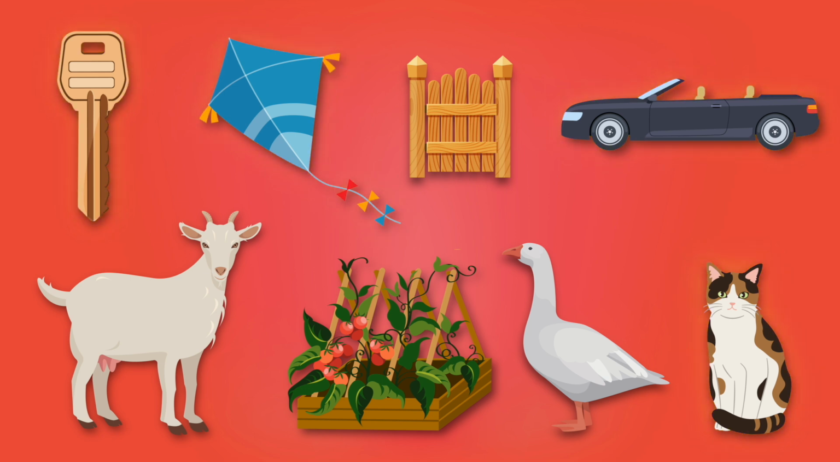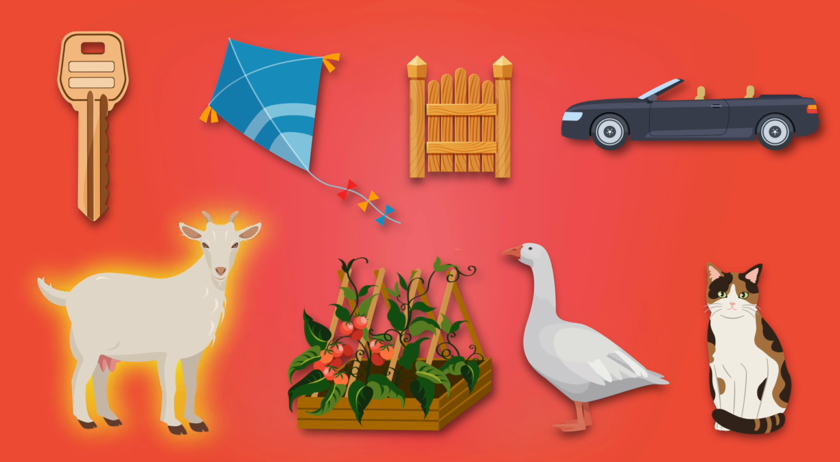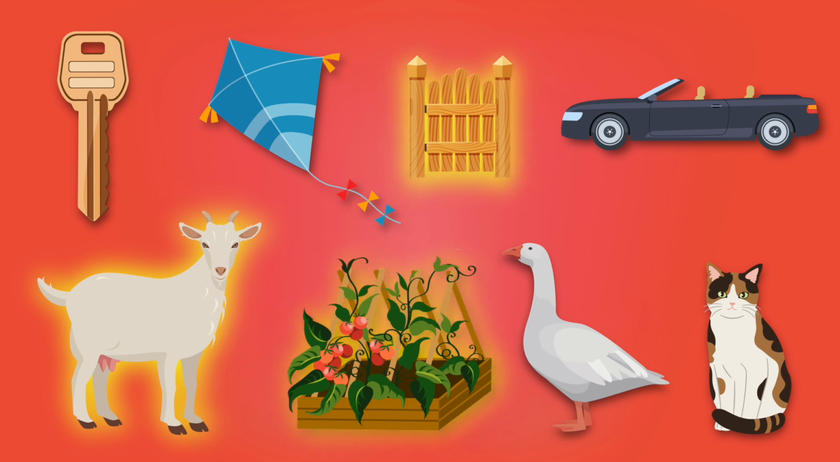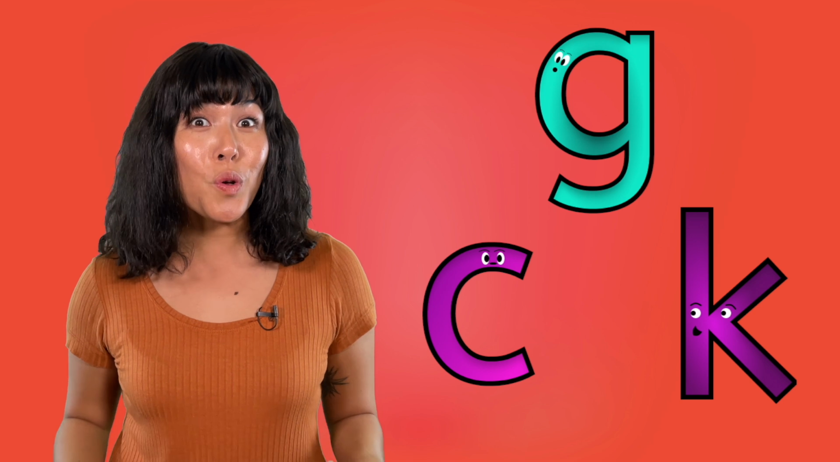Did you notice that there are also a lot of words that begin with g hiding on this playground? Pause again to look. What g words did you find? There is a goat, a gate, a garden, and a goose. Great job! Wow, friend! Today we met three symbols for two new sounds, g and k.